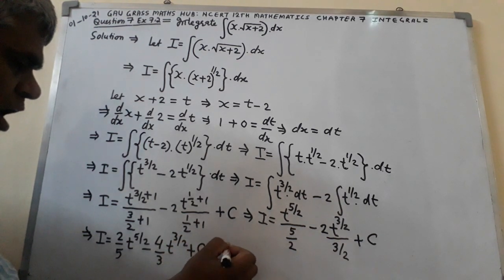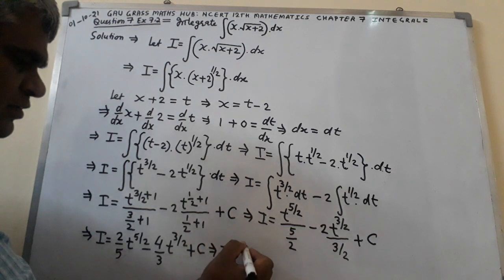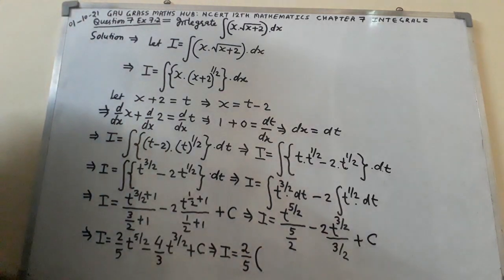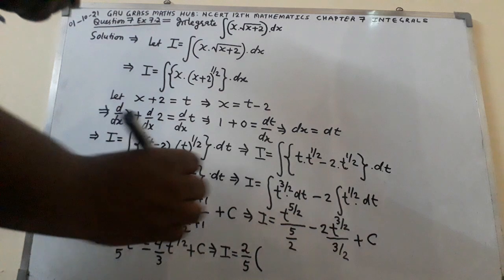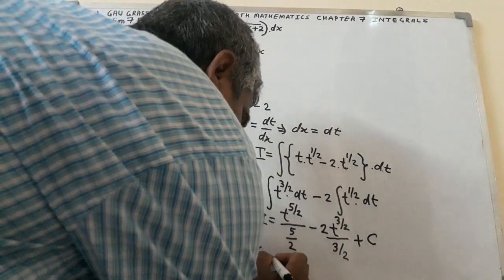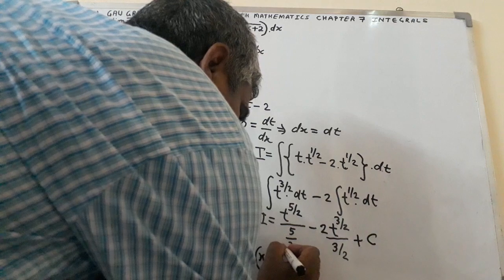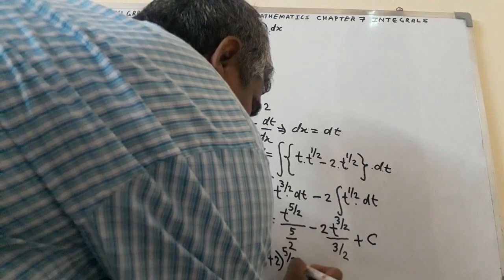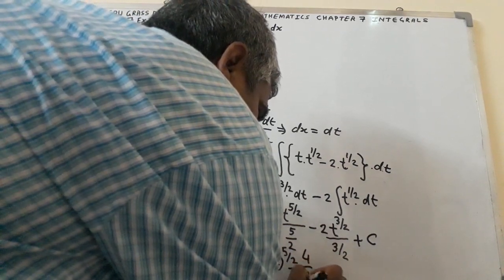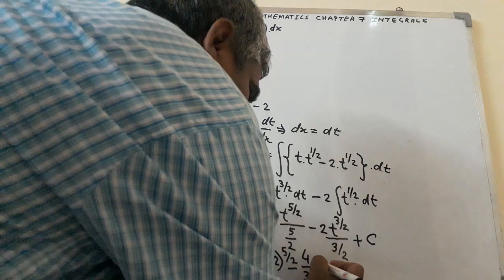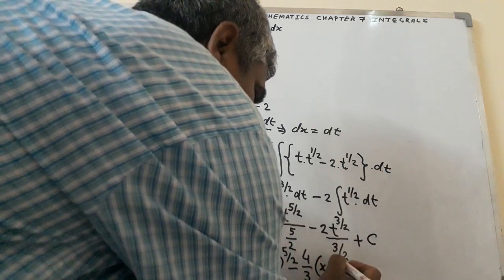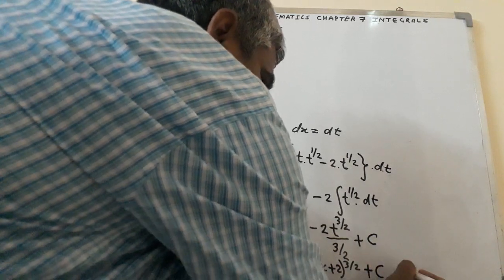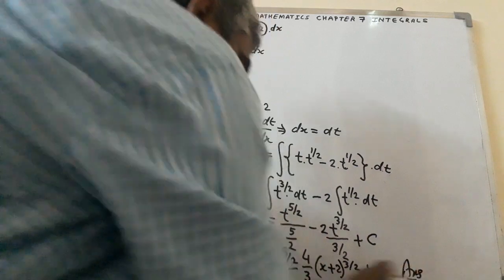Implied that I equal to 2 over 5, in bracket, in place of t I shall write x plus 2. So here write (x plus 2) raised to the power 5 over 2 minus 4 over 3, in bracket (x plus 2) raised to the power 3 over 2, plus c. This will be the correct answer we have got.